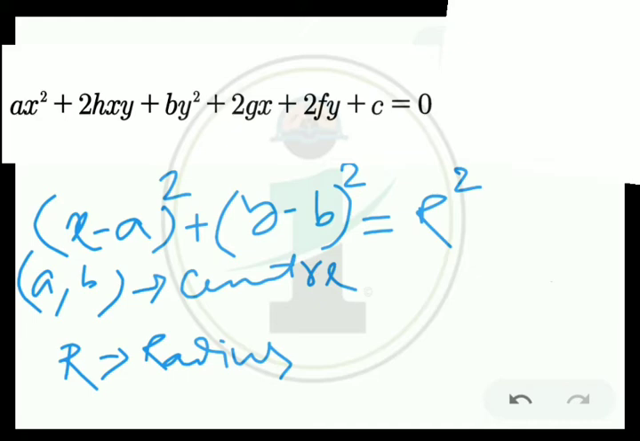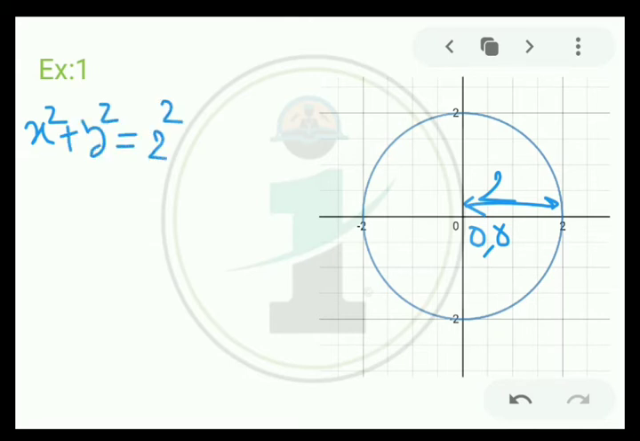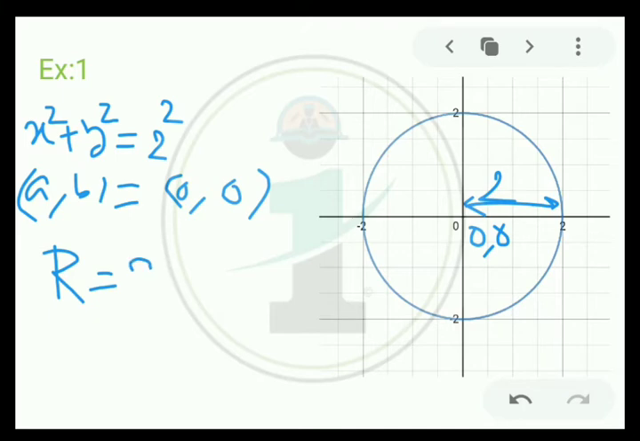Now let us see some examples. The first one is this. I have drawn a circle keeping the center at origin. You can see this is the 0, 0 point, and the radius is 2. So we can have an equation like this, which is very simple. Here you can see that a comma b is 0, 0, and r equals 2 units.